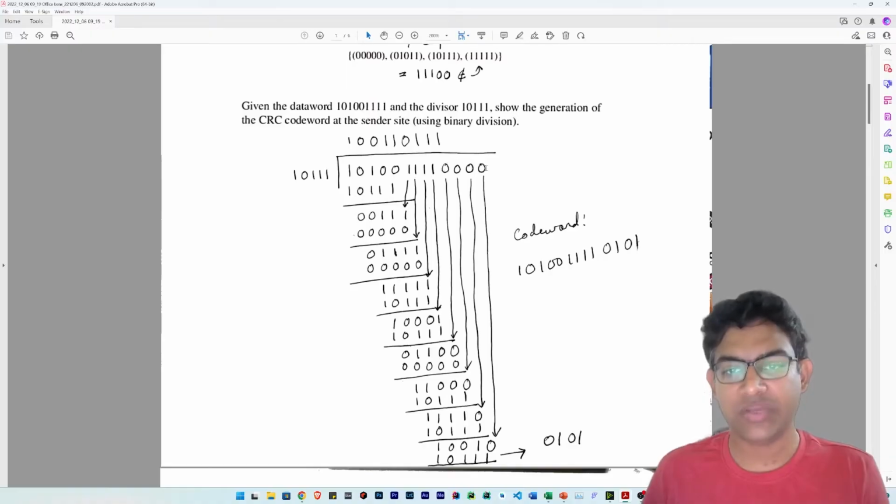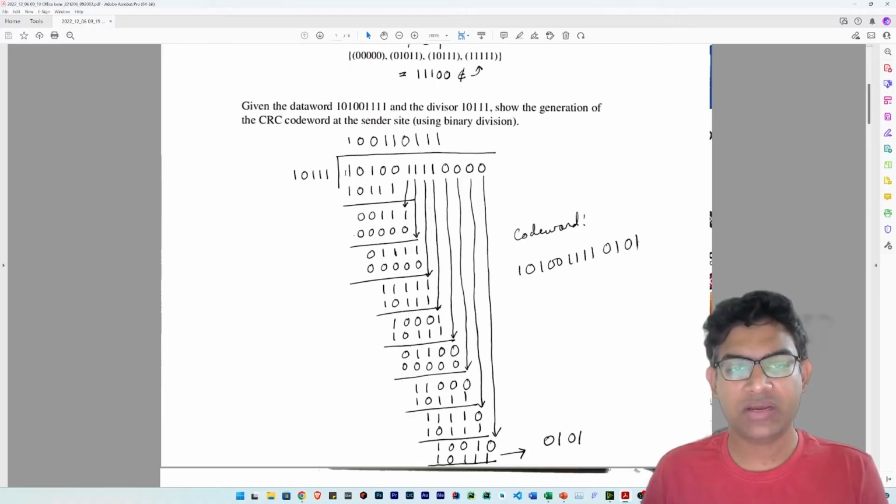So I added 4 zeros to the end of the data word, and I'm trying to divide it by the divisor, right? Because I see a 1 here, I just add a 1 here, and XOR it with 1, and just have 1 0 1 1 1 here.